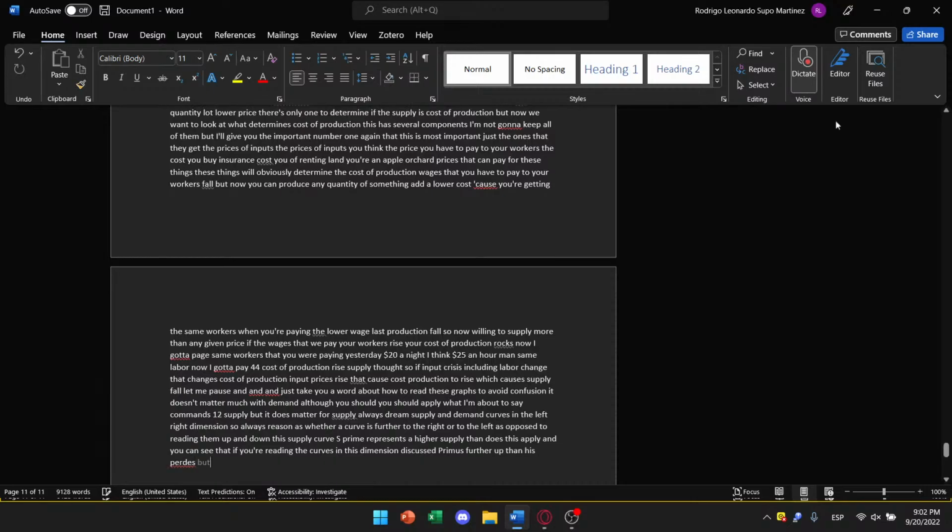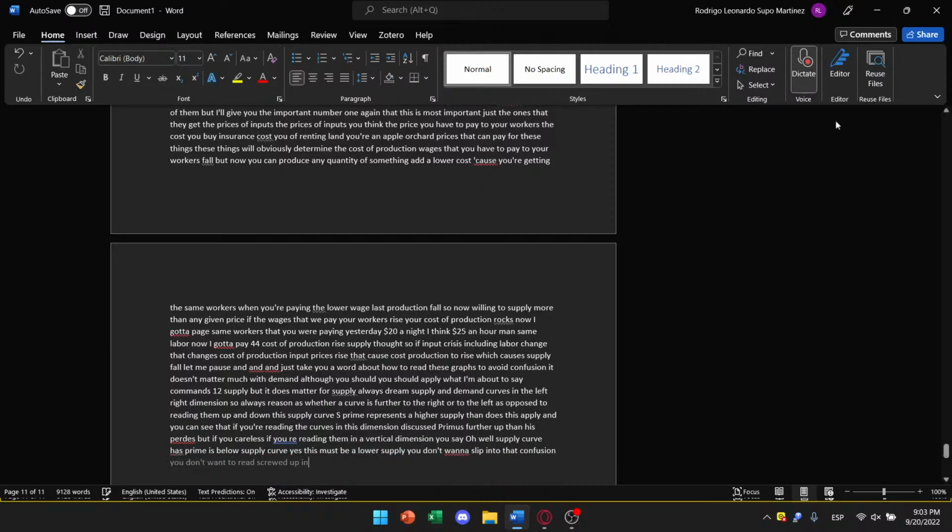But if you're careless and you're reading them in a vertical dimension, you say, oh, well, supply curve S prime is below supply curve S. This must be a lower supply. You don't want to slip into that confusion. You don't want to read these curves up and down. You always want to read them left and right. And the rule is, always, the further to the right, the higher the supply or higher the demand. The further to the left, the lower the supply or lower the demand.